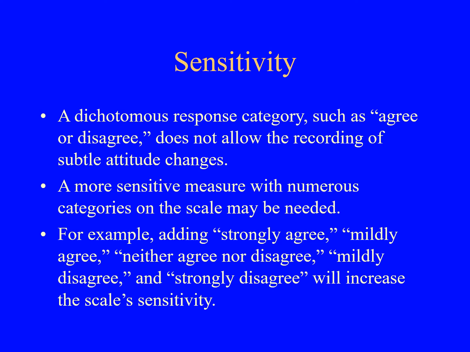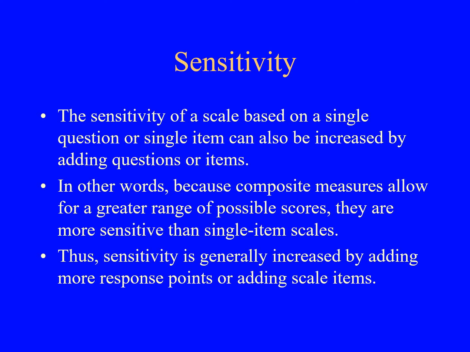For example, adding strongly agree, mildly agree, neither agree nor disagree, mildly disagree, and strongly disagree will increase the scale sensitivity. The sensitivity of a scale based on a single question or single item can also be increased by adding questions or items. In other words, because composite measures allow for a greater range of possible scores, they are more sensitive than single item scales. The sensitivity is generally increased by adding more response points or adding scale items.